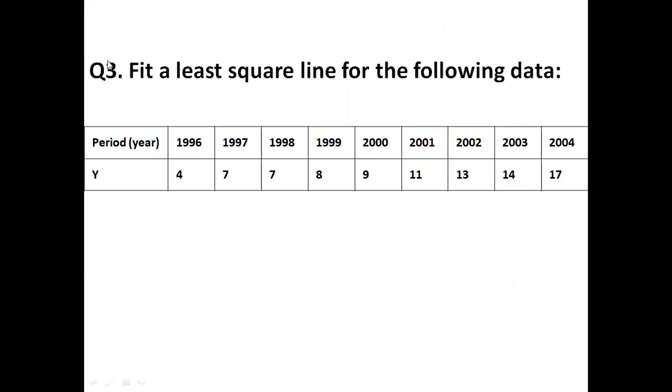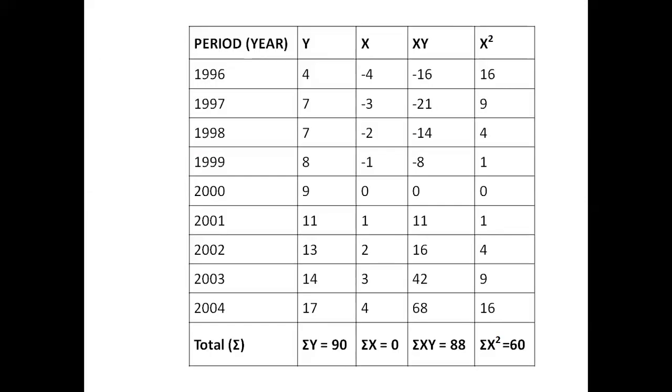So here the question is, fit a least square line. Again, we need to only compute the regression equation with the help of method of least square. So period years are given and the value of y was given in the question. Now we need to compute the value of x based on the given figures in the question. How do we do it? We will find out one origin point. Here as we can see, the number of items is 9. 1, 2, 3, 4, 5, 6, 7, 8, 9.